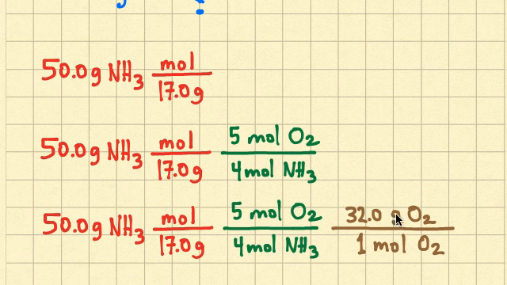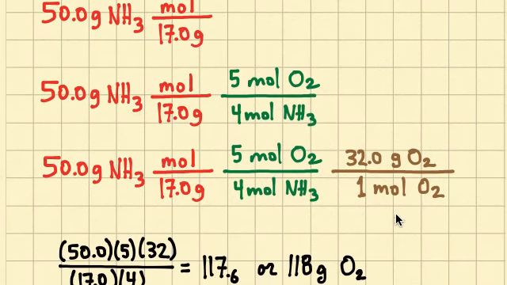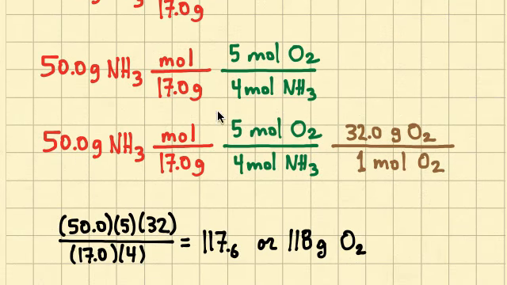You know, once you get the hang of this, they all look the same way. They're all a gram to gram comparison of two chemicals in a reaction and some stoichiometry. It looks all very, very similar. The mathematics goes 50 times 5 times 32 in the numerator, divided by 4 and 17 in the denominator. It comes out to about 118 grams of oxygen.